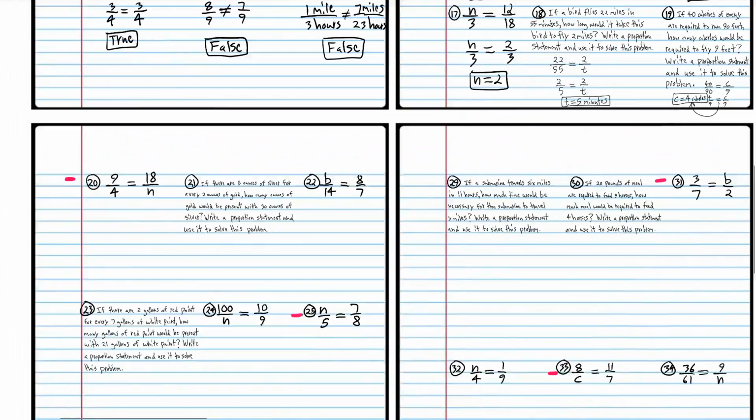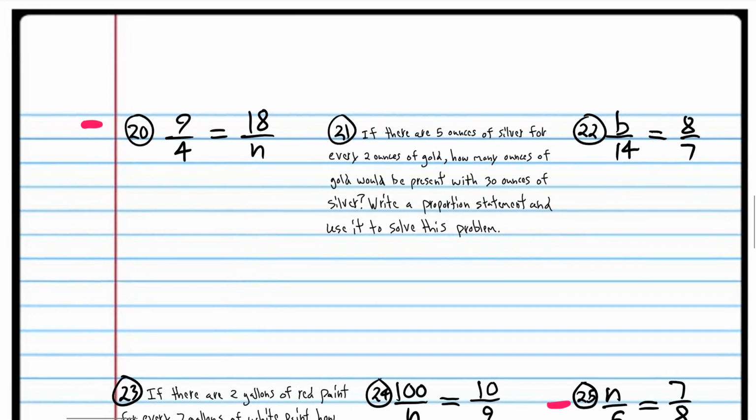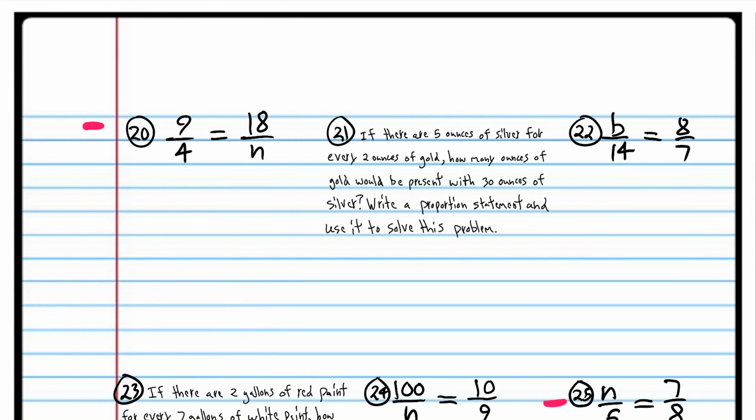All right, so number 20. Now number 20 is going to be a different problem, because in all the previous problems, in order to solve the proportion, we reduced a fraction. In this problem, we're not going to reduce a fraction. We're actually going to make the numbers bigger instead of smaller.